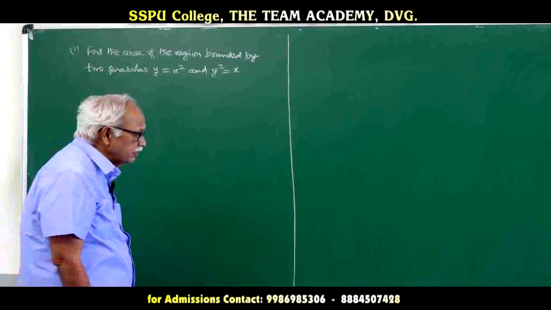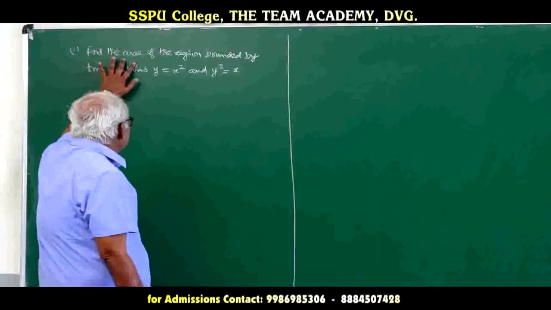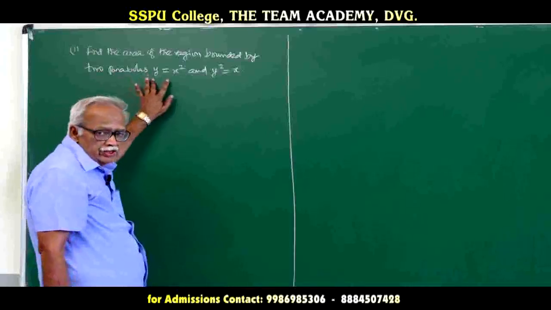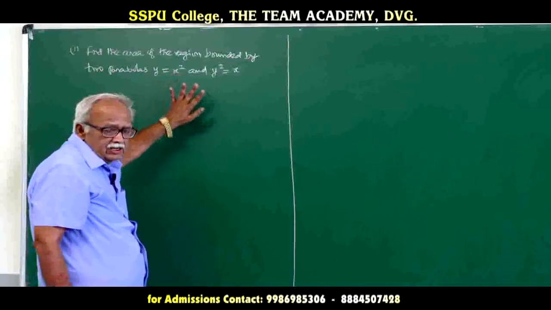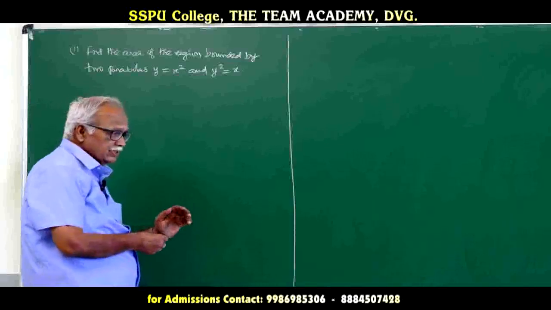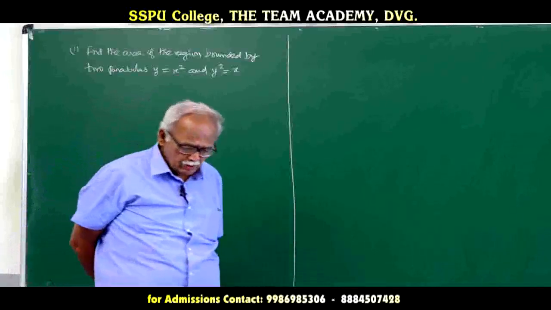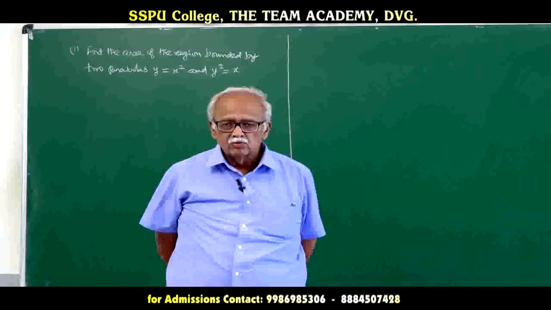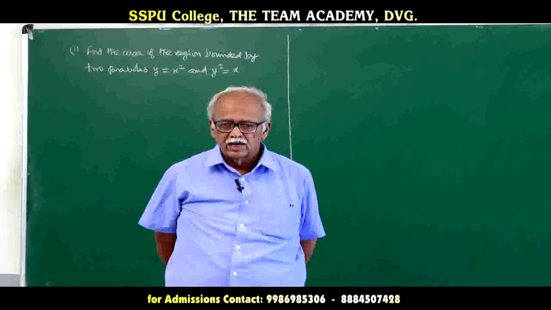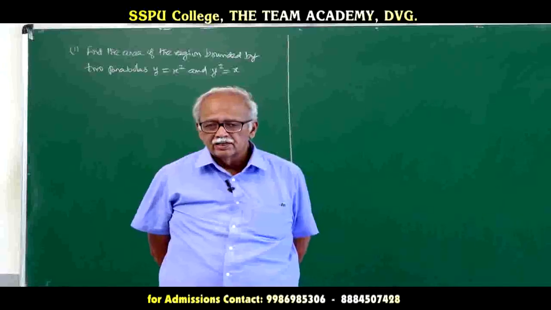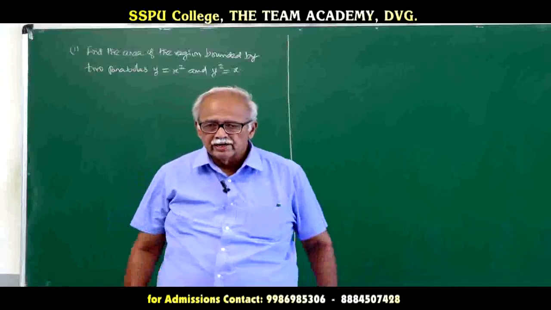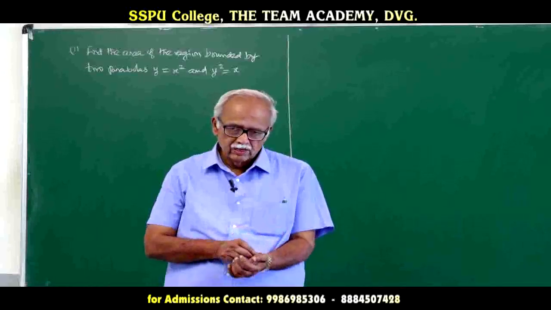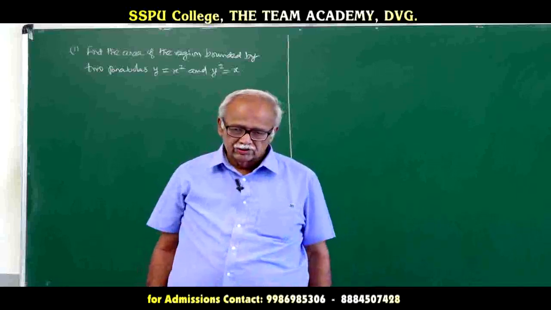The first example is written on the board here. Find the area of the region bounded by two parabolas, y is equal to x square and y square is equal to x. Do you know what is a y is equal to x square parabola? What is the shape of that? X square is equal to y. It is an upward parabola. The second one, y square is equal to x, is a right-handed parabola. So, these things we should be learning. What are the shapes of the curves?